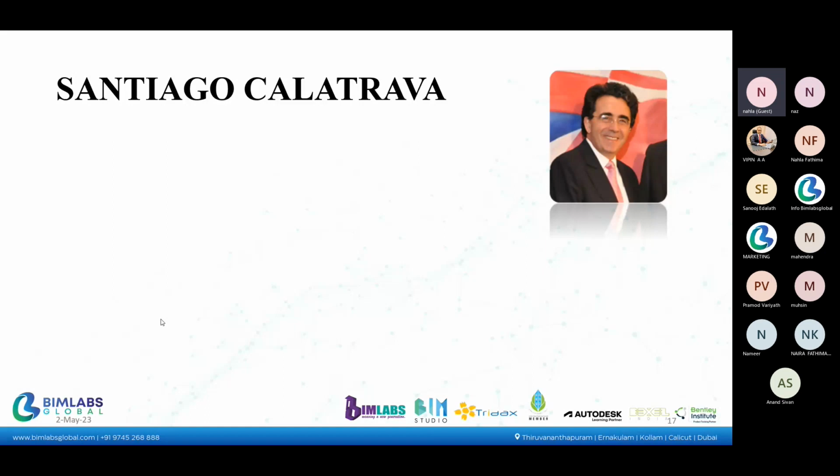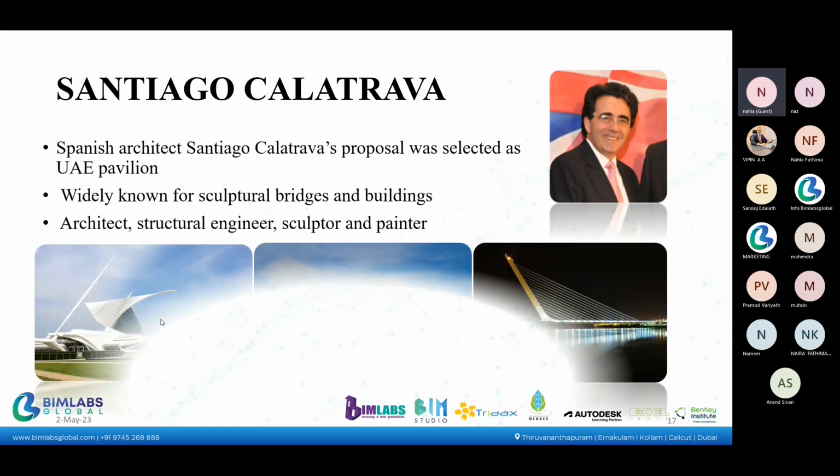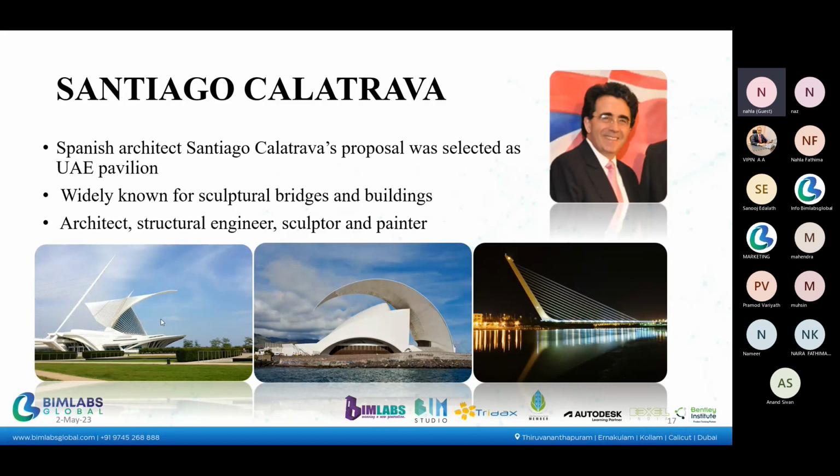Talking about him, he is a Spanish architect, as I told you. He's widely known for his sculptural buildings, bridges, museums, stadiums, railway stations, and more. Basically, he was an artist in the beginning. His amazing talent and passion in art made him pursue a doctorate in architecture. That's how he became an architect. He's not really just an architect; he's a structural engineer, sculptor, and even a painter. Yes, I told you he's a painter. He was a painter in the beginning. So his artistic mind made him pursue architecture.